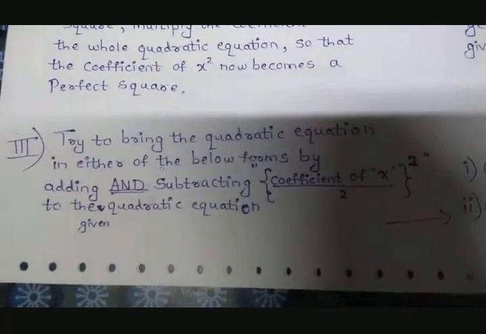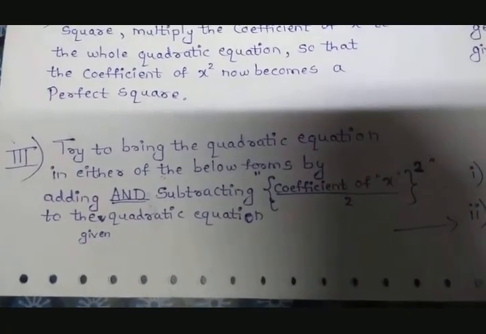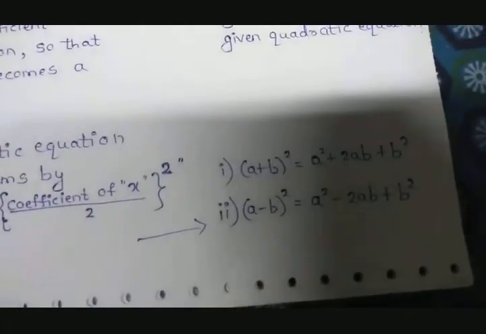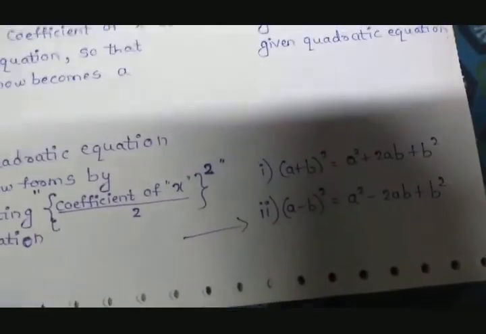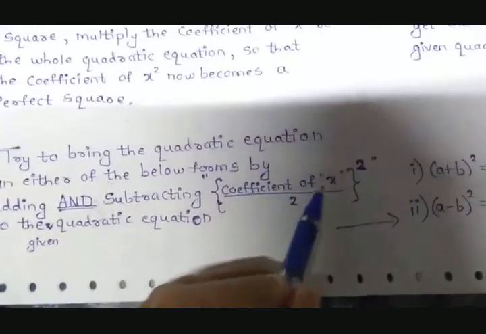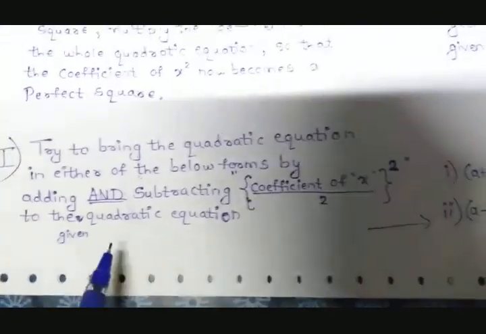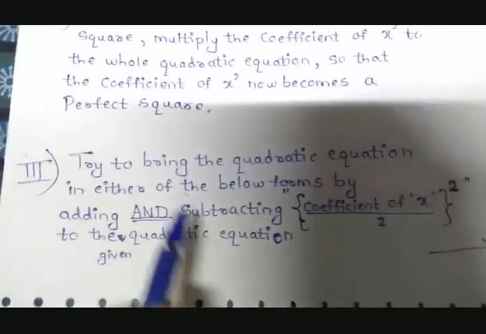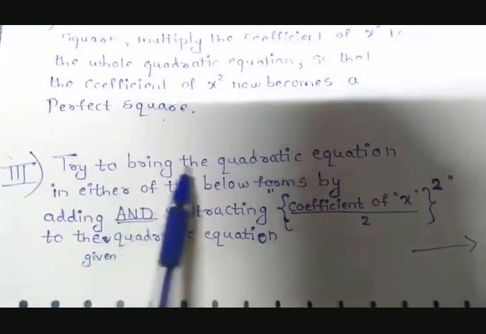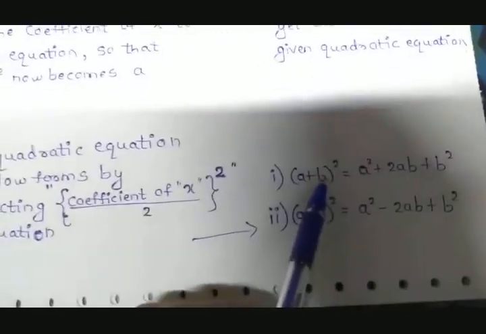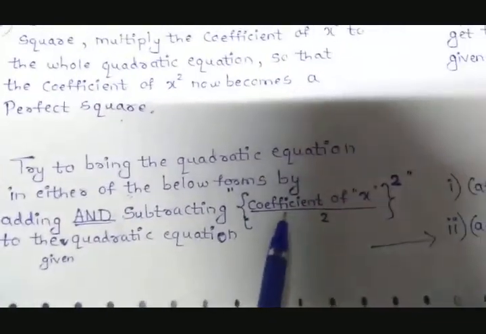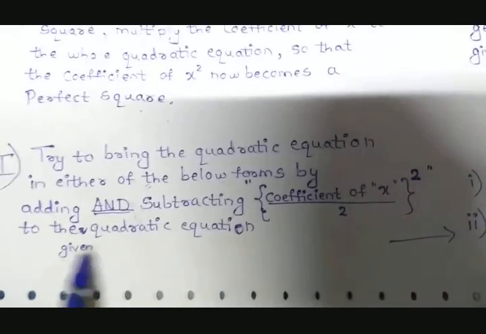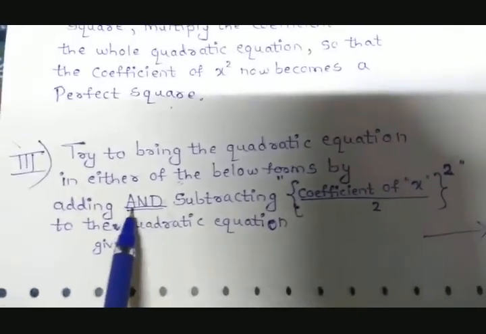Now we shall try to bring the given quadratic equation into either of the forms, that is, a plus b whole square or a minus b whole square. How do we bring it into this form? We just add and subtract the coefficient of x divided by 2, whole square, to the given quadratic equation. So after making it a perfect square in step 2, we bring the quadratic equation into the form of a plus b whole square or a minus b whole square by just adding and subtracting the coefficient of x divided by 2 whole square to the given quadratic equation.